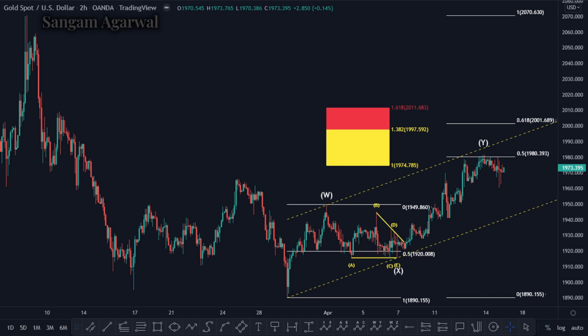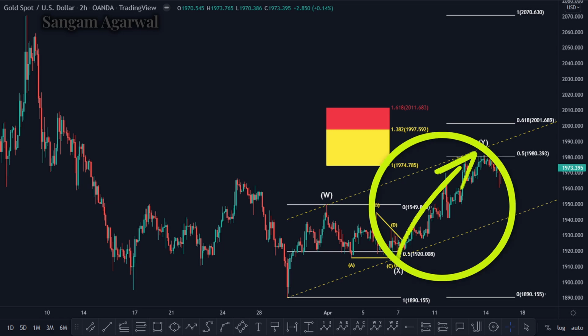This is the 2 hour time frame of gold, and this is your intraday trend from the bottom at 1890 to the top at 1980. In this trend, first it completed wave W, then an ABCDE triangle correction, wave X at 50% retracement, then the Y impulsive wave which made the top last week at 1980.